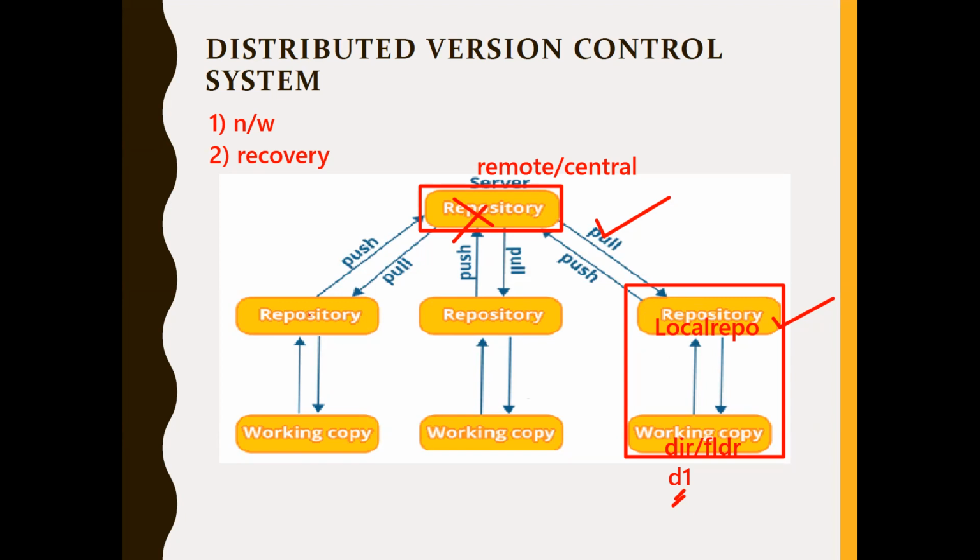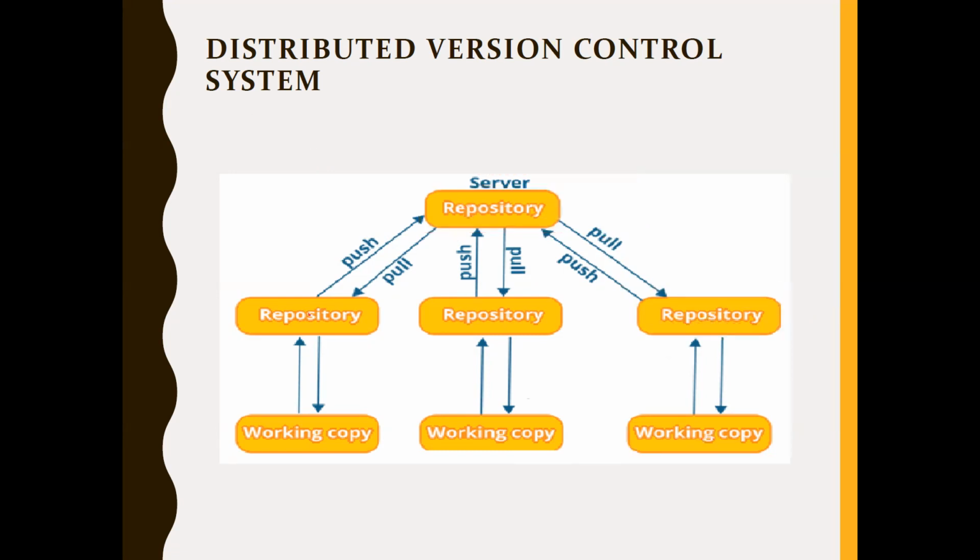Ma'am, excuse me, ma'am. Yeah. Ma'am, suppose this is A repository, B repository, and C local repository. Your voice is not clear, Ujjwal. Ma'am, can you hear me now? I can hear you, but it's not clear. Can you try now? Repeat again, please. Ma'am, is this okay? Yeah.